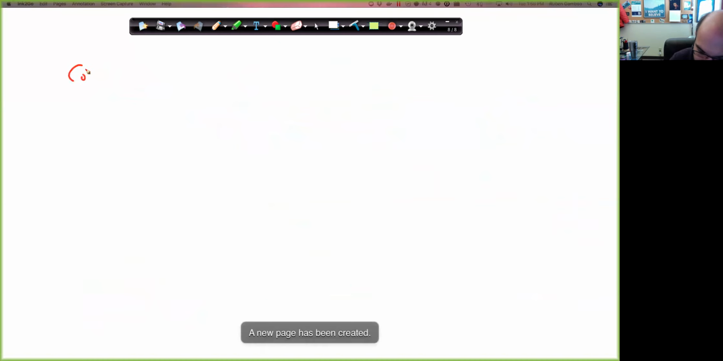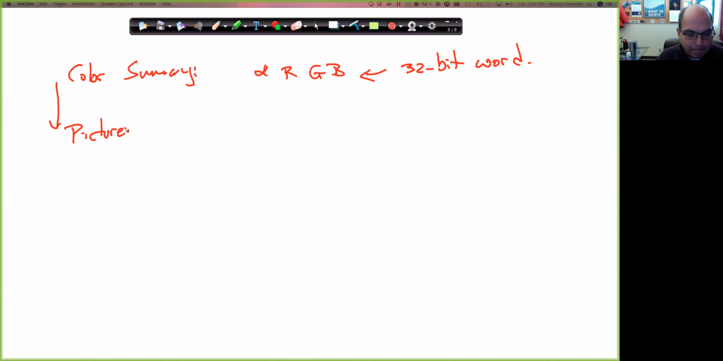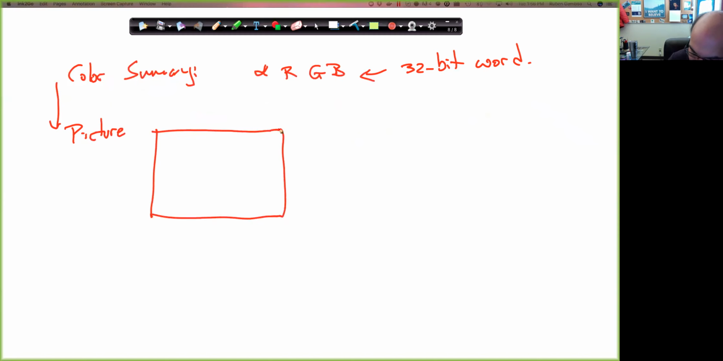So the summary on colors is that we have the alpha channel, we have the red, green, and blue, and this is a 32-bit word. Okay, so let's move up. And again, going in increasing abstraction, now we can have a picture. Okay, if you look on the web, you're going to find pictures that are basically rectangles, okay? And you have a number of rows and a number of columns, okay?